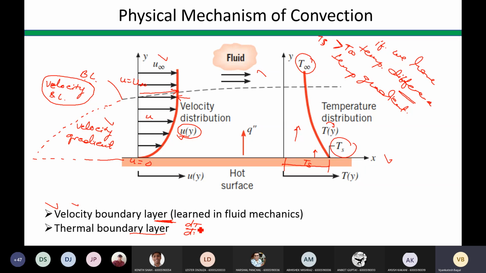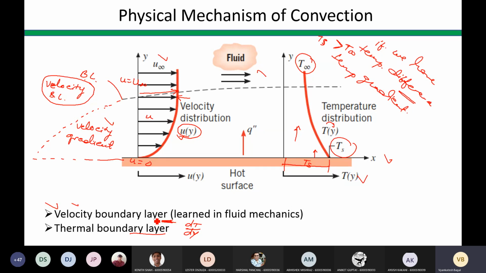Now the temperature is varying along. How should I write it? Should I write it as dT by dx or dT by dy? Tell me. dT by dy, because it is varying along the y direction. Fine. Clear? So this diagram must be clear to you.